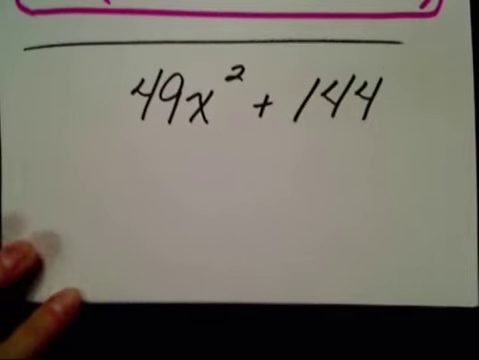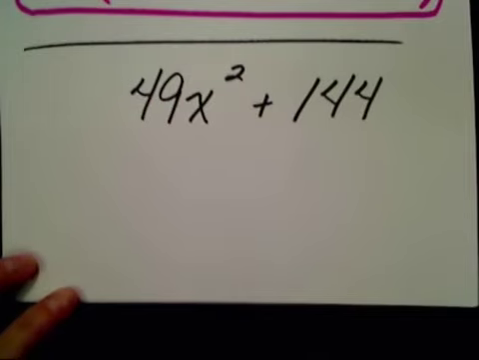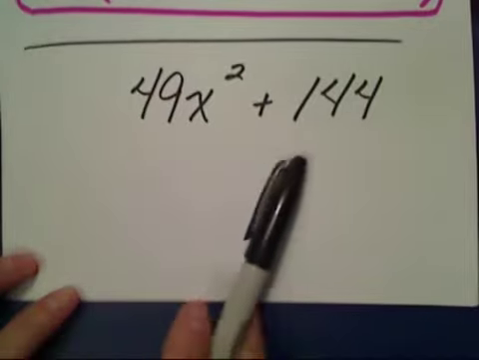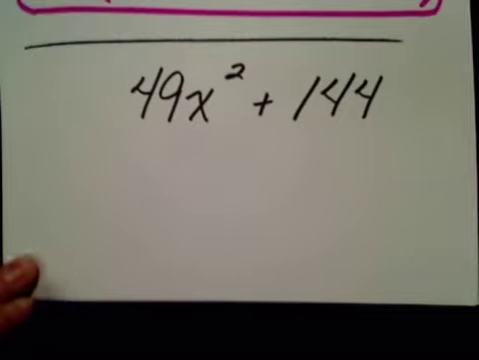Last problem that we'll do for this section of two terms. Once again, the first thing we're looking for is a greatest common factor. 49 is 7 times 7. That's not looking very good. And 144 is 12 times 12. So it doesn't look very good either. So now we can see, do I have the difference of two perfect squares, and we can break it apart.